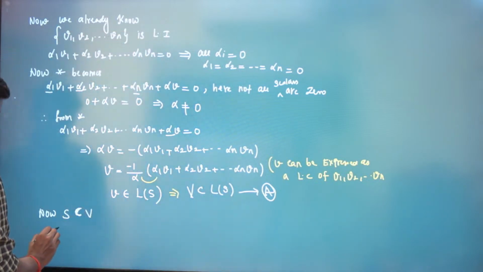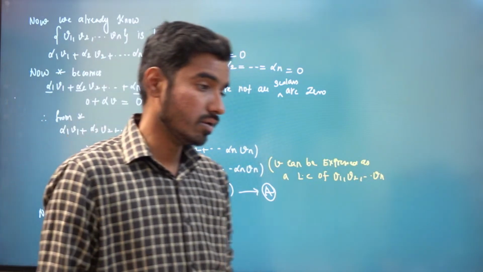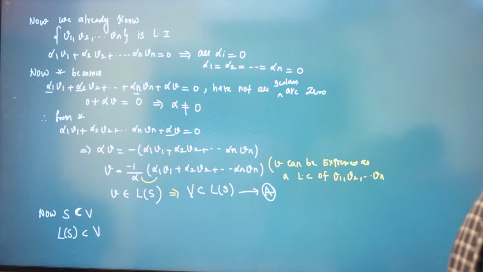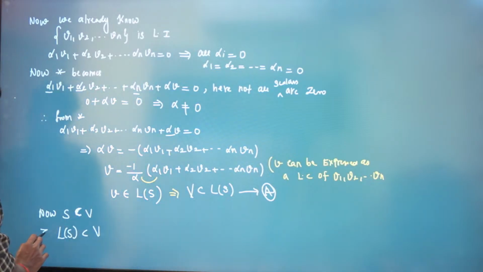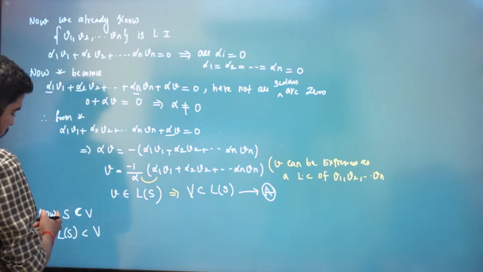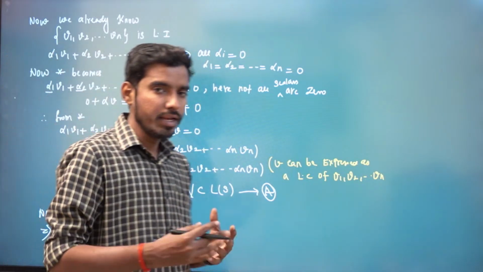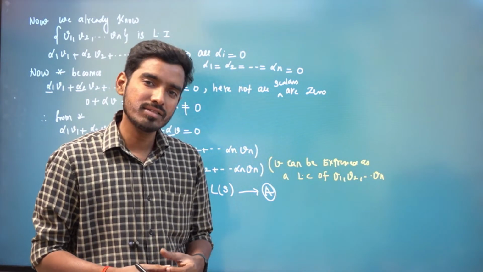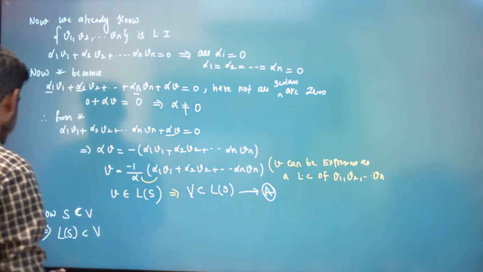If S is contained in V, can I say L of S is contained in V? Very simple, this is very easy to prove. This implies L of S is contained in V, because S consists of vectors in V, and a linear combination of vectors is also in V only because V is a subspace. So L of S is contained in V. Call this B.